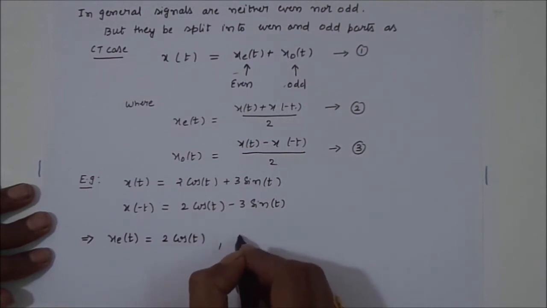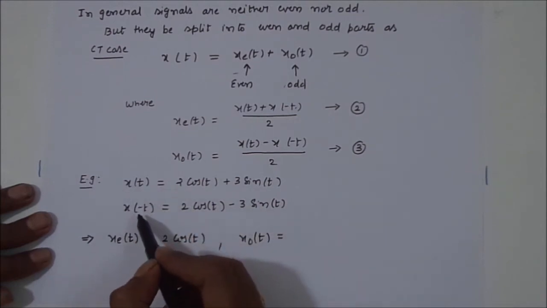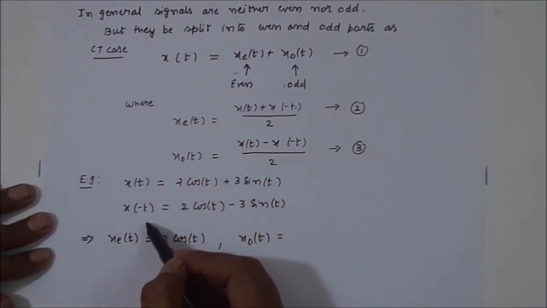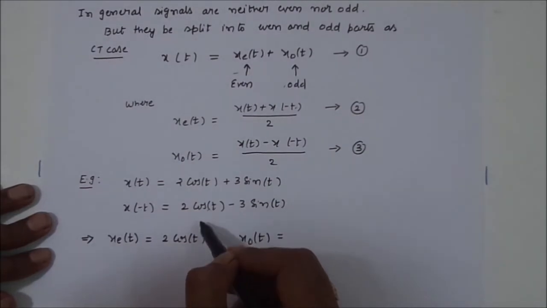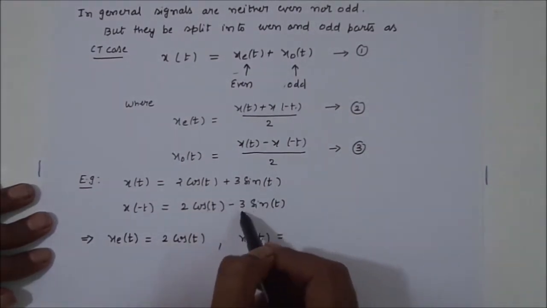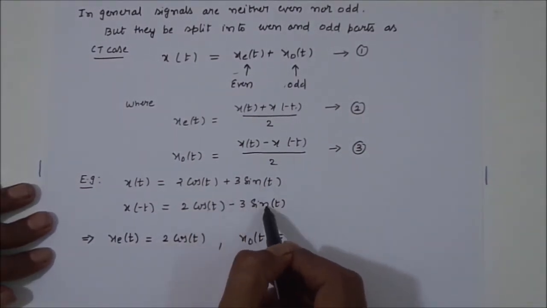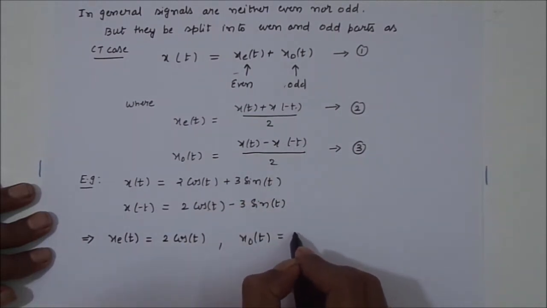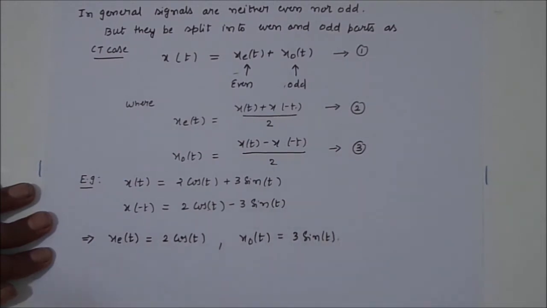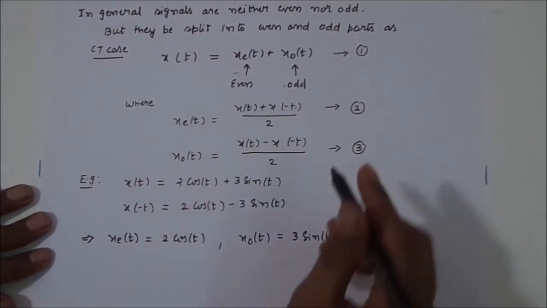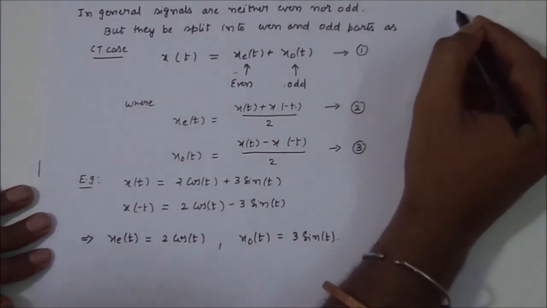Similarly, what is xo of t? xo of t is nothing but x of t minus x of minus t, divided by 2. This minus this, the 2 cos t will get cancelled out, and in total I will get 6 sin t by 2, which is equal to 3 sin t. So we can do this by inspection and also by using the equations. Okay, this is page number 9.